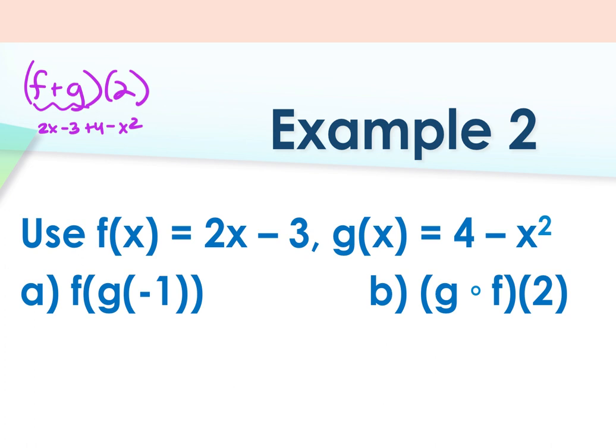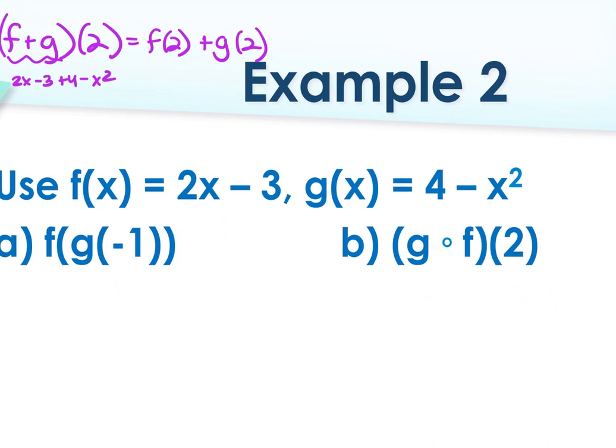That's totally acceptable. The other way is to find f of 2 and then find g of 2 and add the values together at the end. I tend to recommend that one because you're getting rid of the variables from the beginning, okay? So plug them in and then add them. And that goes with adding, subtracting, multiplying, dividing.